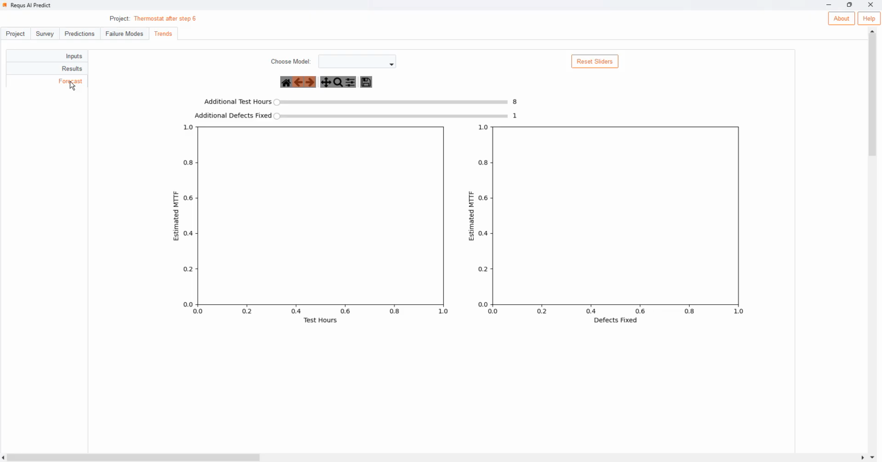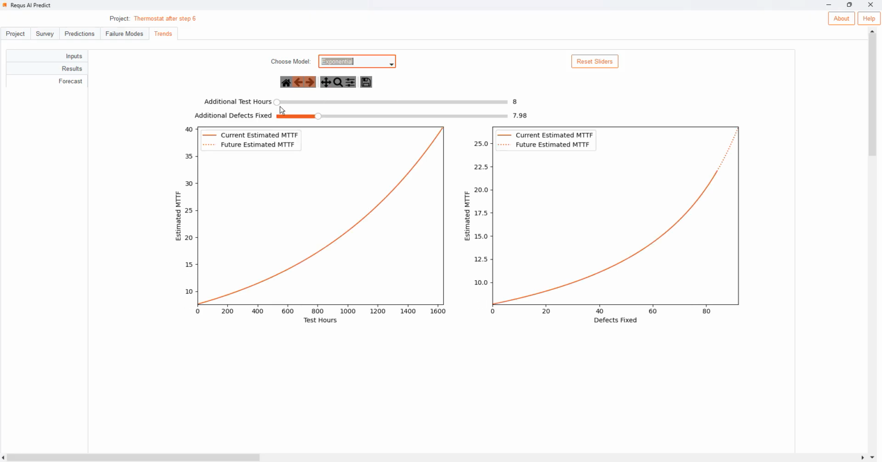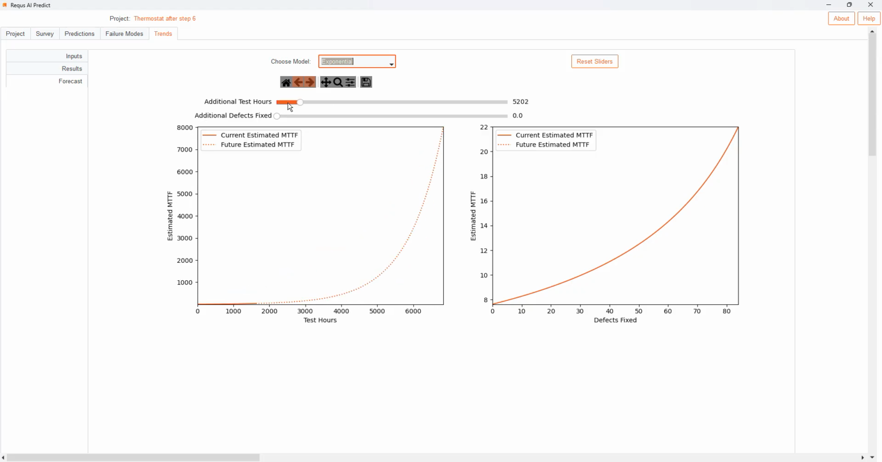So now let's look at forecasting. We can pick any of our valid models. We don't want to pick the Rayleigh because we know that one's not the right model, but we can look at the other ones. Let's look at the exponential model. We can forecast two things: the additional test hours and what would happen. Let's say we had more test hours than what we have. Maybe today is not the end of testing. Maybe we have 1,000 extra hours left. We can forecast what the failure rate will be, or the MTTF, actually, at that time.